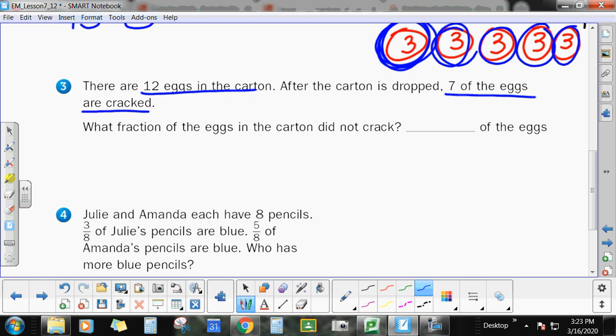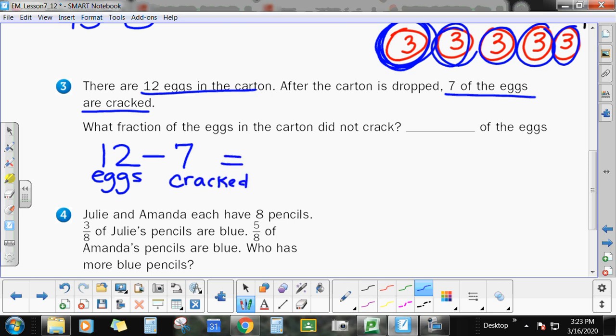Okay, so when you think about this, you have 12 eggs and some of them crack. Well, what kind of math is that? We're subtracting, right? So 7 of them are cracked. I'm going to label so I can keep track of what I'm talking about here. 12 eggs, 7 of them are cracked.